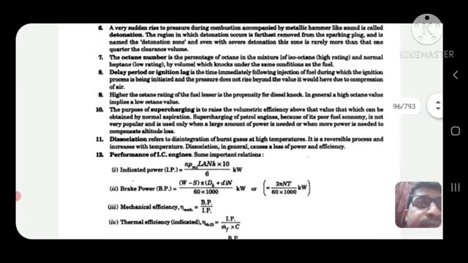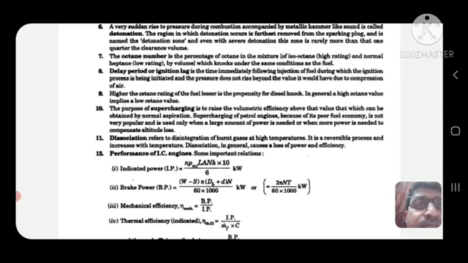Delay period or ignition lag is the time immediately following injection of fuel, during which the ignition process is being initiated and the pressure does not rise beyond the value it would have due to compression of air. The higher the cetane rating of the fuel, the lesser is the delay period. Another one is the higher the cetane.